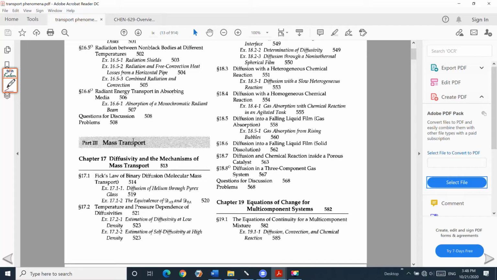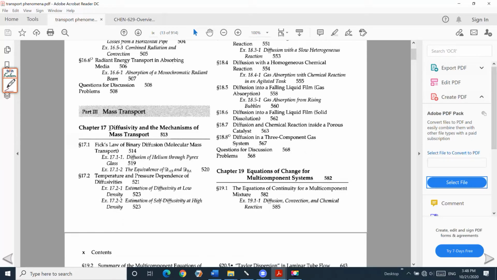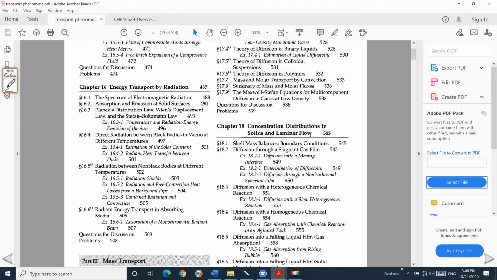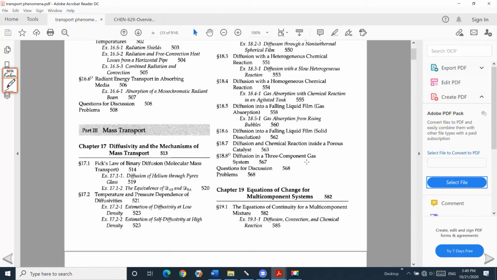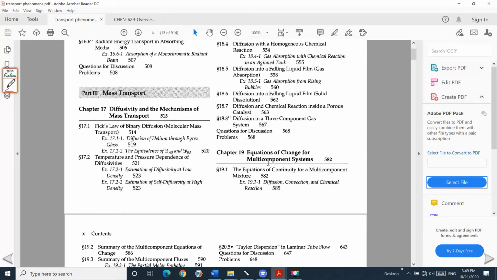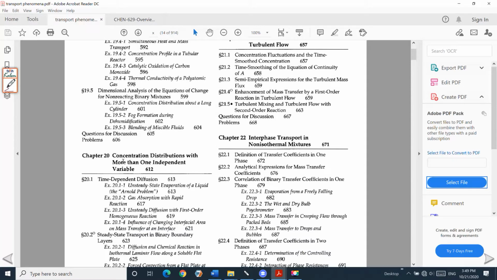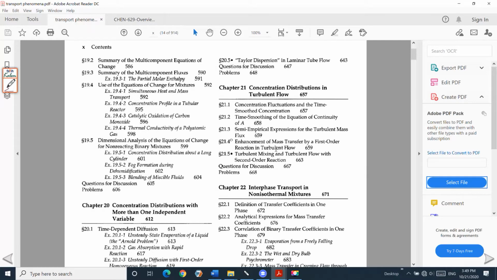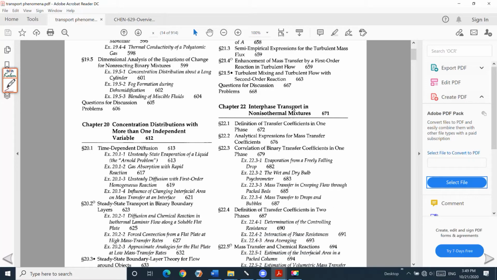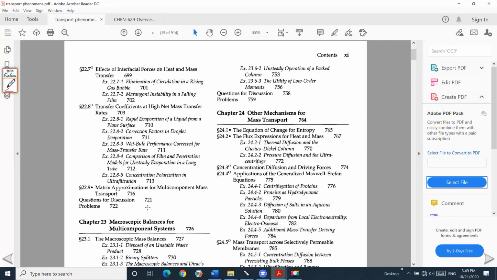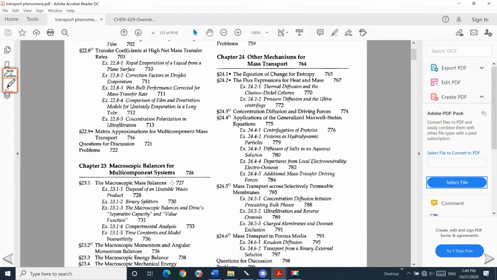The final part of this book gives mass transport, and it starts with chapter 17, the definition of diffusivity and the mechanism of mass transport. Chapter 18 is concentration distribution in solids and laminar flow, chapter 19 is equations of change for multicomponent systems, and chapter 20 is concentration distribution with more than one independent variable. Chapter 21 is concentration distribution in turbulent flow, chapter 22 is interphase transport in non-isothermal mixtures, and chapter 23 is macroscopic balances for multicomponent systems. The final chapter in this book and this part covers other mechanisms for mass transport. This is the book we are going to study.